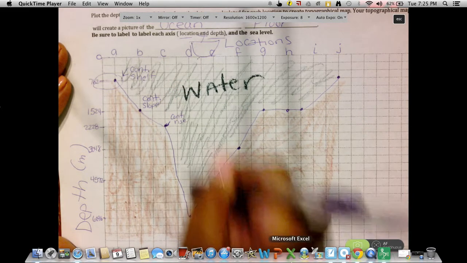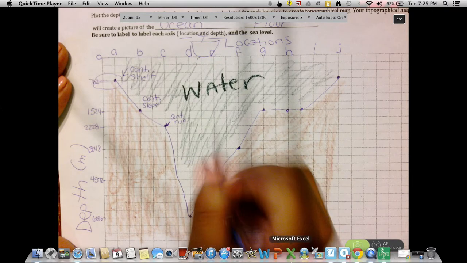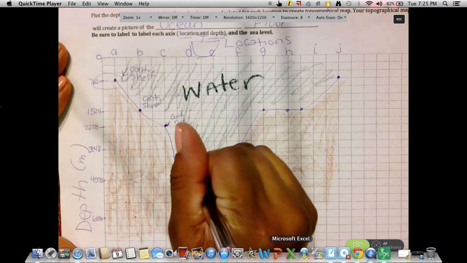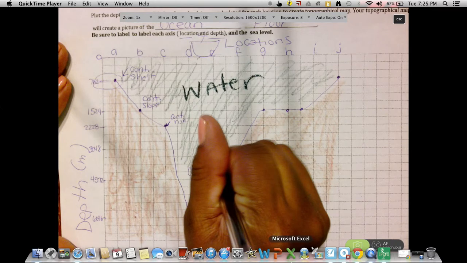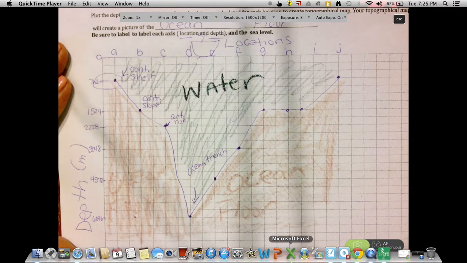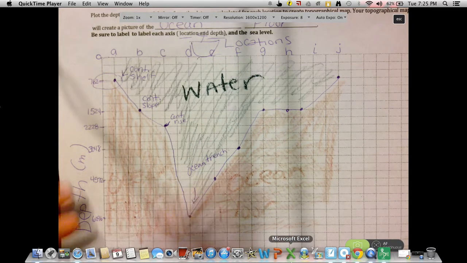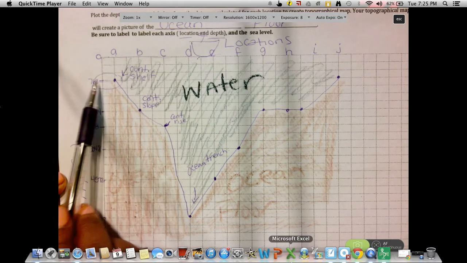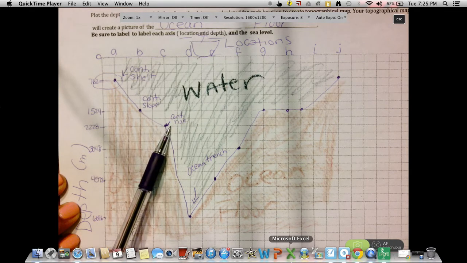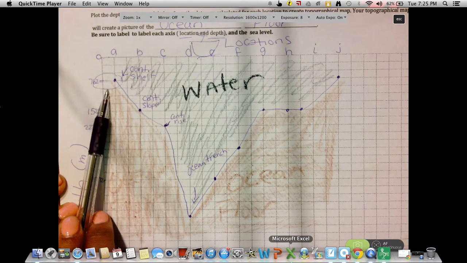Then we have this deep depression. So this would be an ocean trench. And you don't have to always have all of the features, and they definitely don't have to be in order. You will always have the continental shelf, slope, and rise, because that is entering into the ocean. That's our entrance way into the ocean.